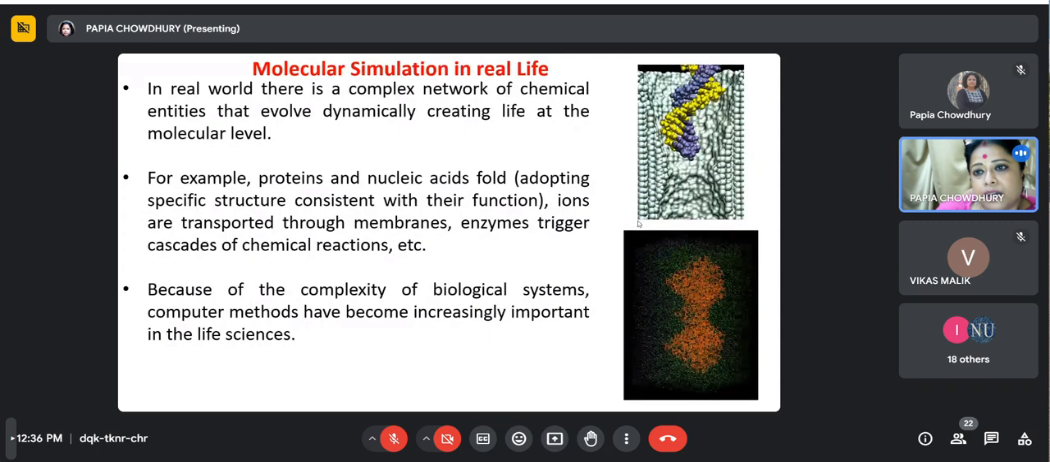You can, for example, say that proteins, nucleic acids, protein folding, ions transported through the membranes, and enzymes which trigger chemical reactions. The behavior of this type of system is actually very complicated, and they are dynamic in nature. They change their position, and their environment is very complicated. You can see that here.